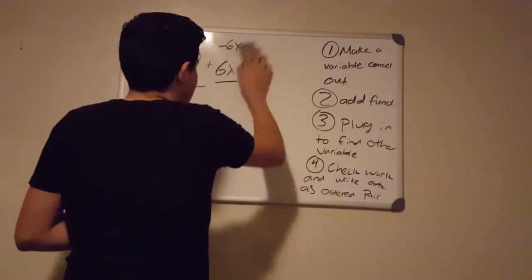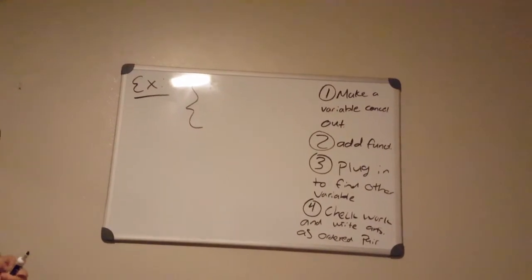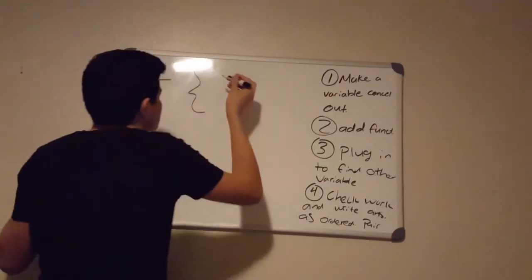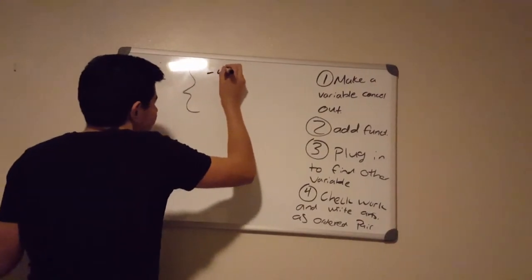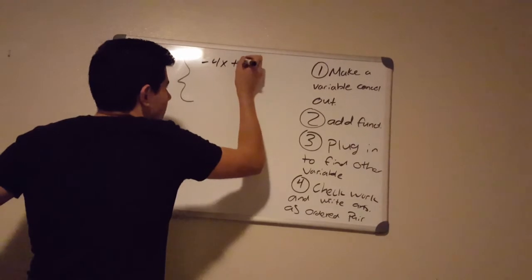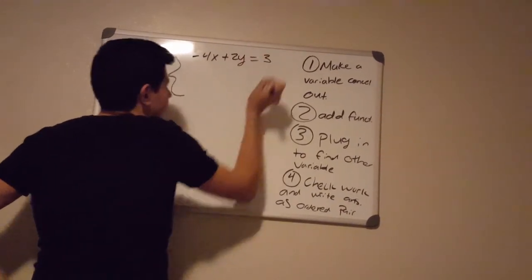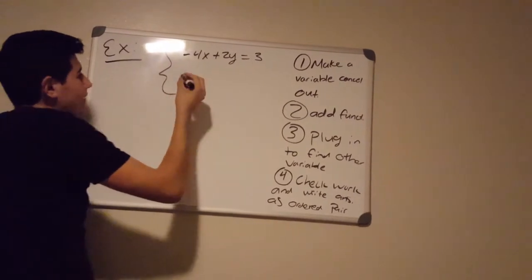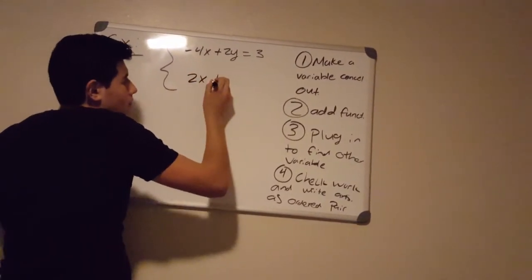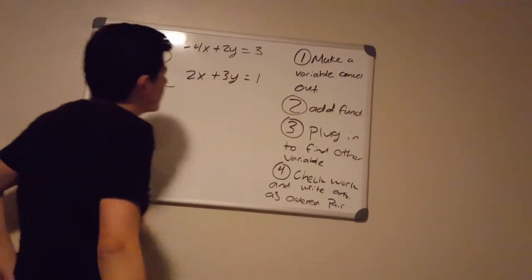I'll run through one more. We'll use the same steps from before. Okay, computers are wanting to work. That's great. So we'll have negative 4x plus 2y is equal to 3. Here, what we'll have is 2x plus 3y is equal to 1.